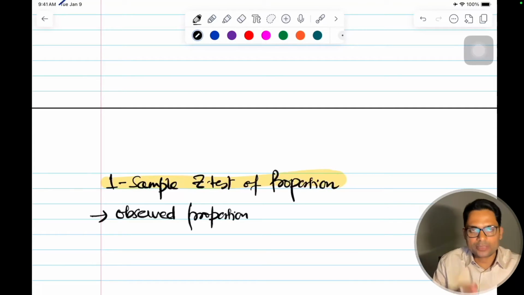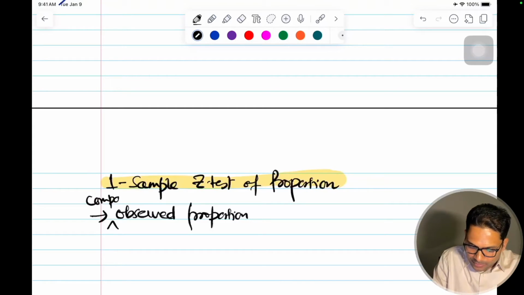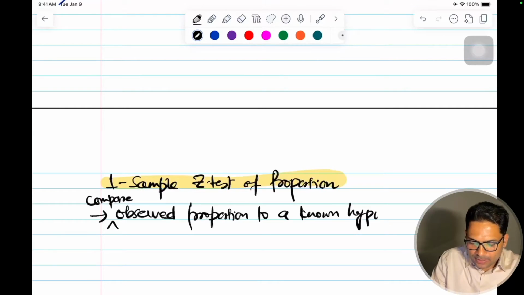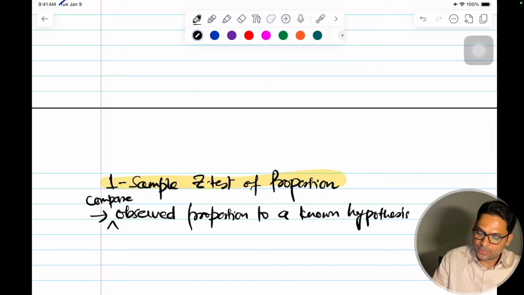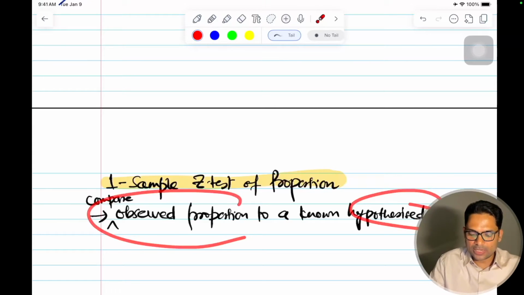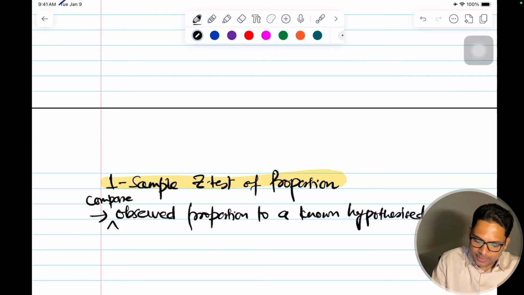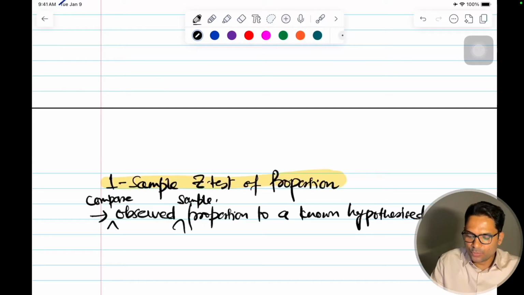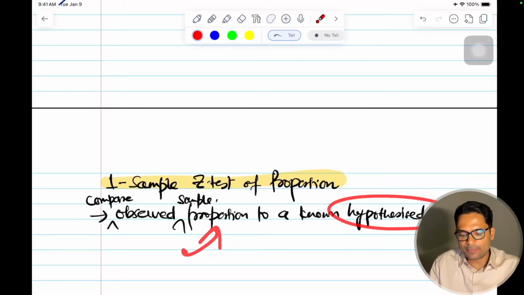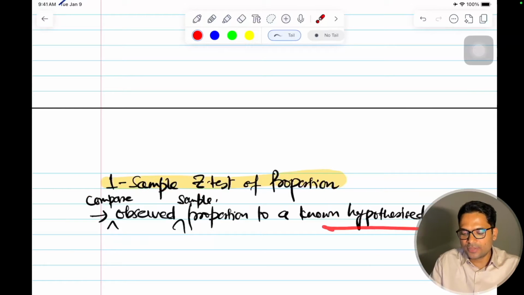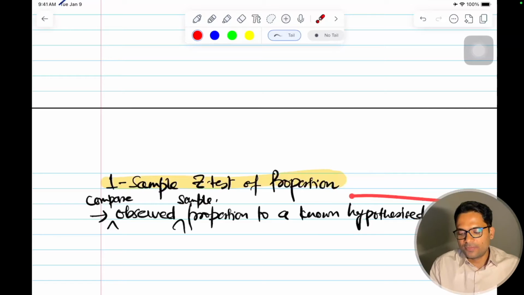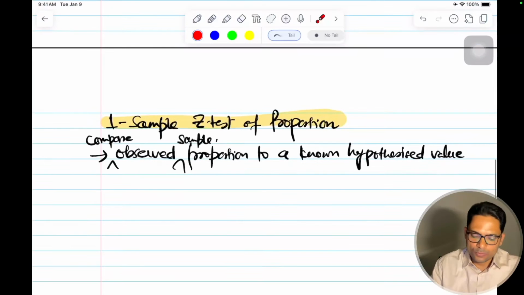When we are comparing, this is the one sample case, right? So we are comparing the observed proportion to a known hypothesized value. One side is fixed, and the other side comes from the sample. We have one sample, and the other side is fixed, the value that we know it should be. In the two sample case, both are independent groups, both are independent samples.